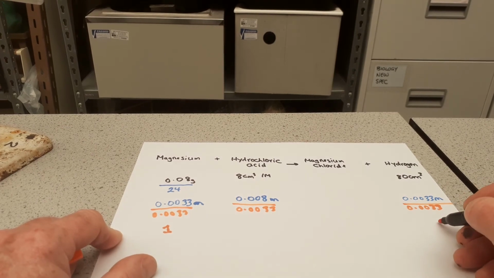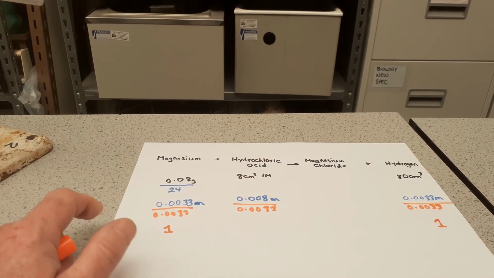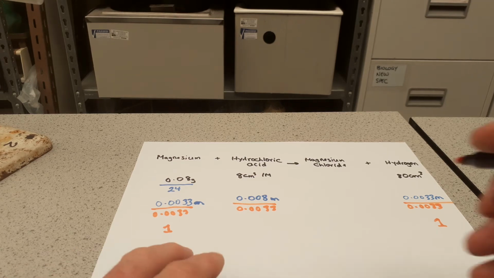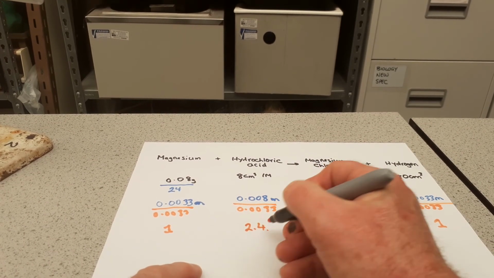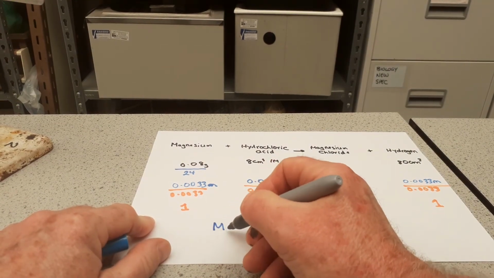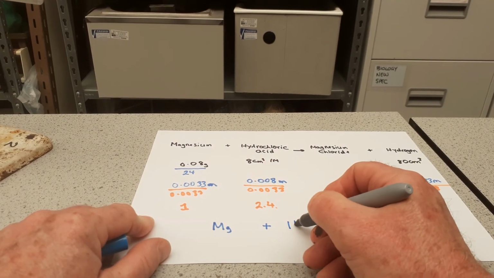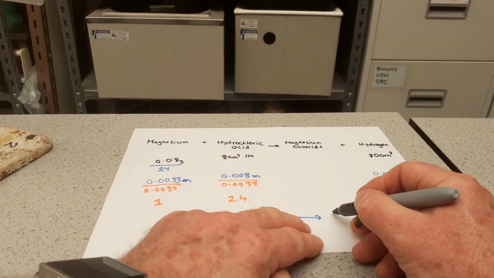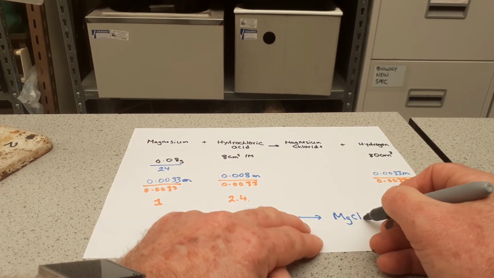So 1 mole of magnesium gives you 1 mole of hydrogen, and 0.008 divided by 0.0033 equals 2.4. Now, what that effectively means, if we put this into a simple equation, Mg plus HCl goes to MgCl2 plus H2.